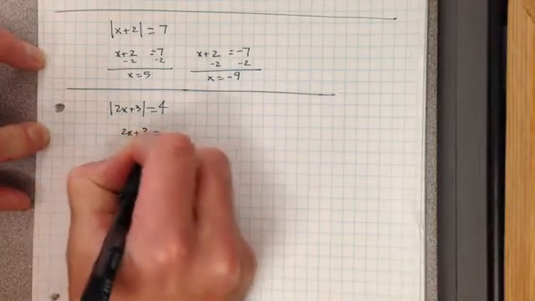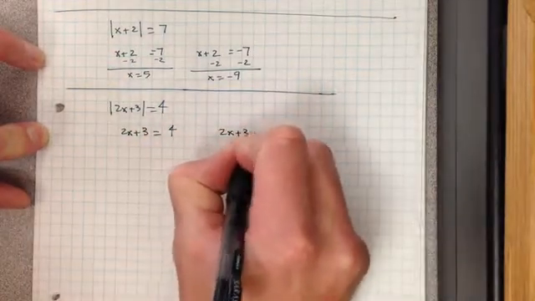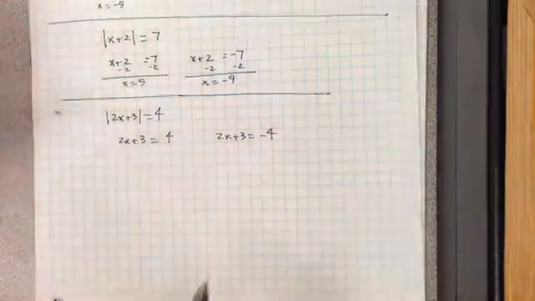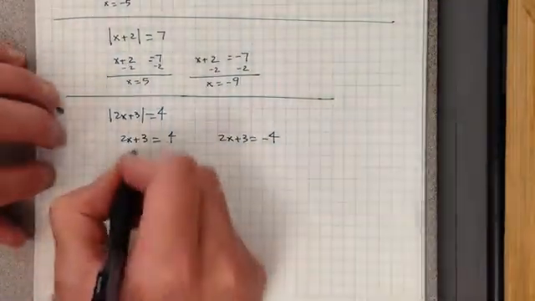So you take what is inside here in those absolute value bars, 2x plus 3, set it equal to the positive value. 2x plus 3, set it equal to the negative value. That represents the number of spaces away. And then you can solve both those equations. Subtract 3.